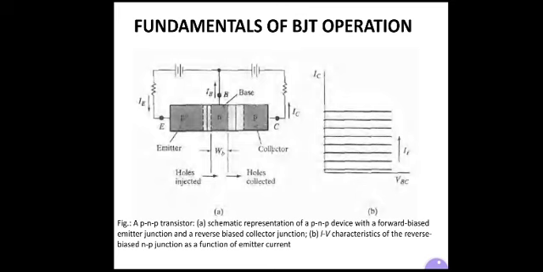the base electrode, the center one, the N region, is common. That base electrode is common between the emitter and the collector circuit, that is, the left side as well as the right side. There are emitter and collector terminals, and in between there is a base. So this base is common between the emitter as well as the collector circuit. That's why this is called common base configuration.